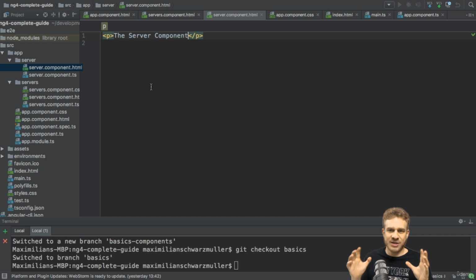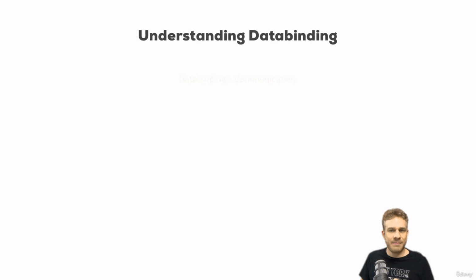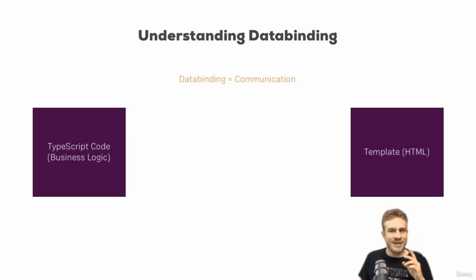So let's change this to output some data which is kind of dynamic at least, which is not hard-coded into the template. Time for some data binding. What is data binding? You could basically translate data binding with communication. Communication between your TypeScript code of your component, your business logic, and the template, so what the user sees.